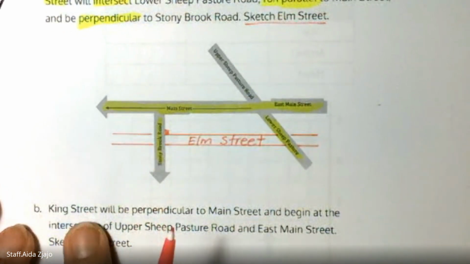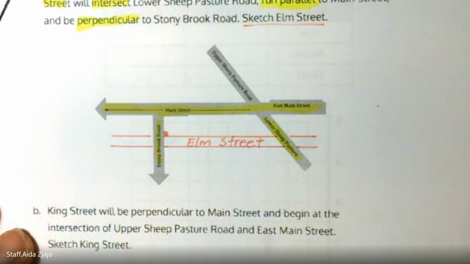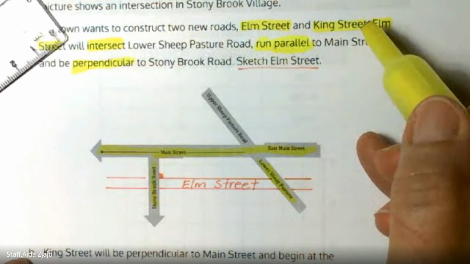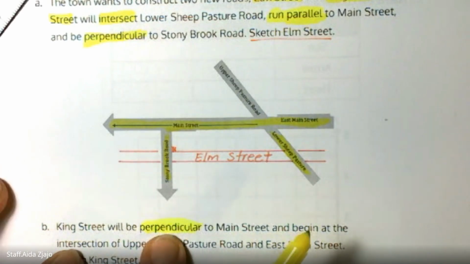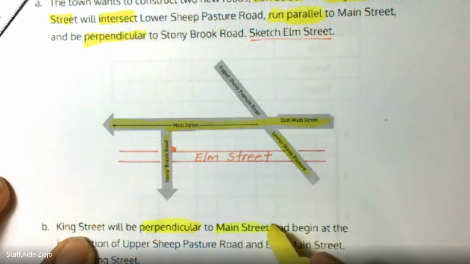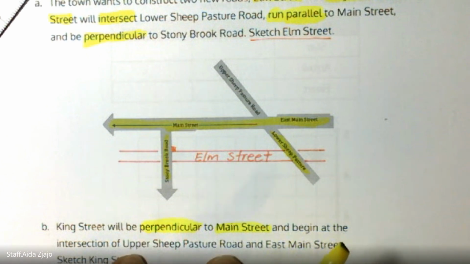They say King Street will be perpendicular to the Main Street. So now we need to create King Street. And they say King Street will be perpendicular, which means that it is going to intersect Main Street. They will intersect at a 90 degree angle, and begin at the intersection of Upper Sheep Pasture Road and East Main Street.